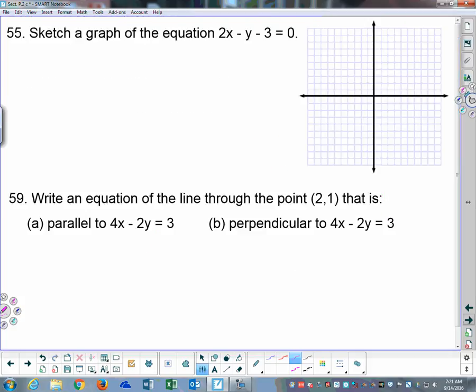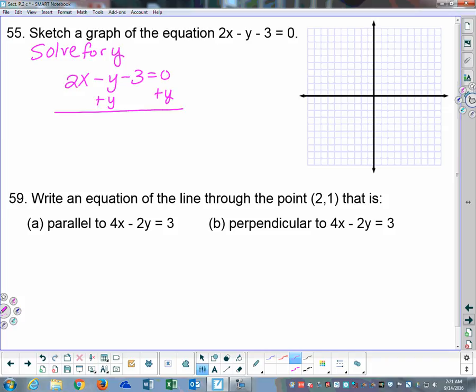Sketch a graph of the equation 2x minus y minus 3 equals 0. What I think I want to do is I'm going to solve for y, getting it into slope-intercept form. So I'm going to take this 2x minus y minus 3 equals 0 and solve it for y. I'm going to add y to the other side because this will make the least amount of moves. And that will give me y equals 2x minus 3.